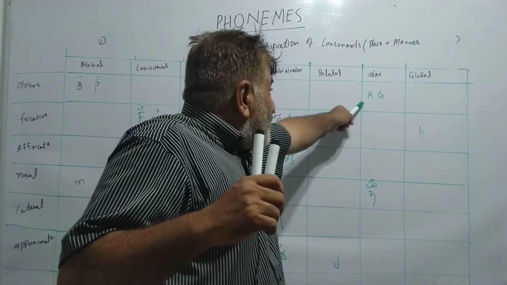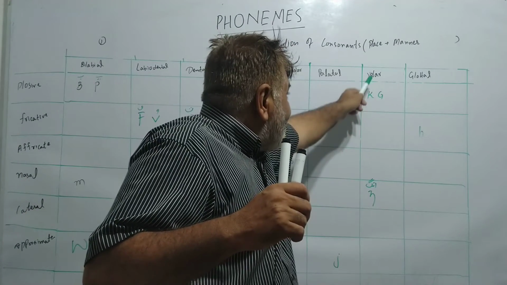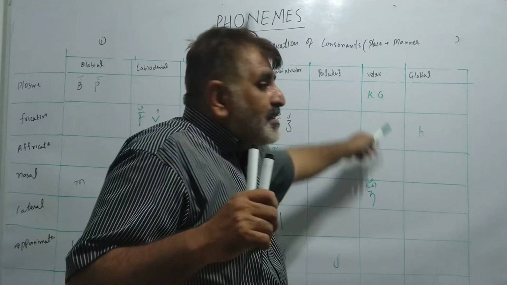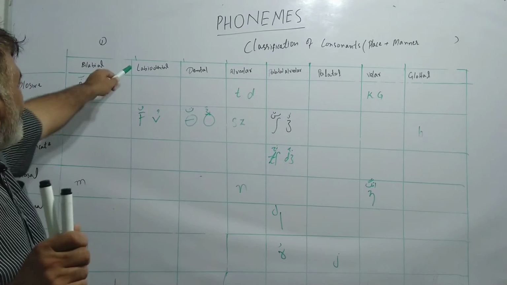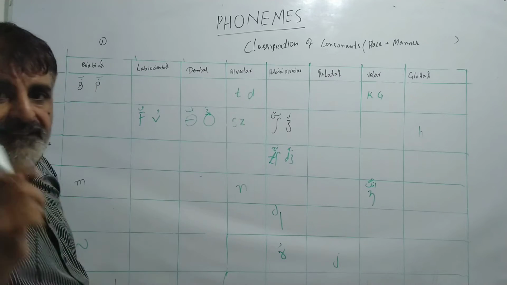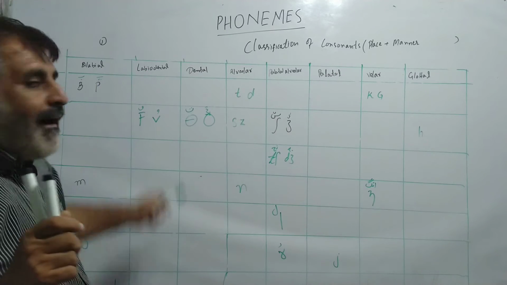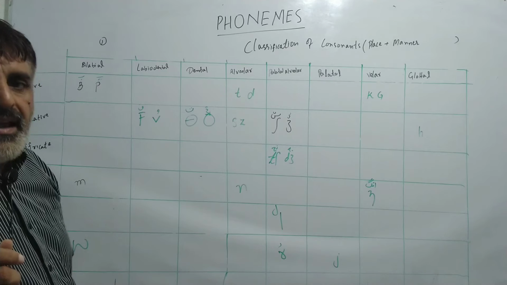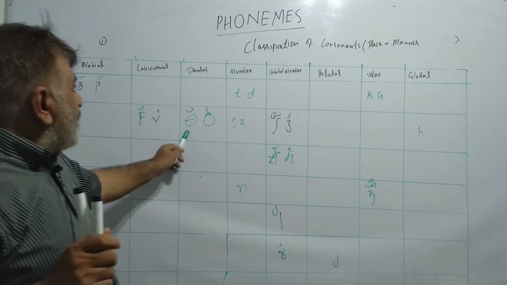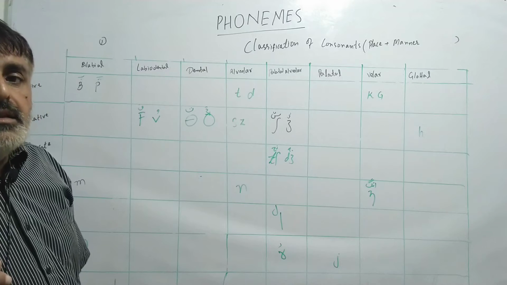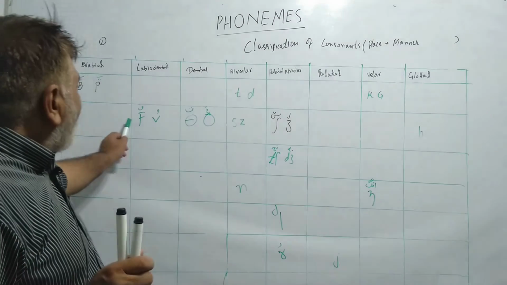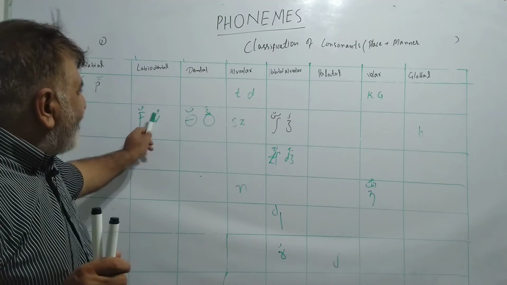And place of articulation is velar, but manner of articulation is plosive or stop. Then here we have labiodental: fa, fa, va, fan, van. Then dental: ta, da, tin, din. So these are fricative sounds.